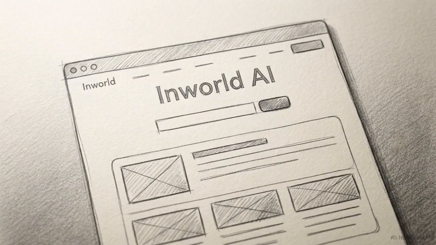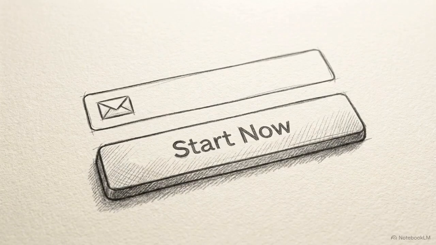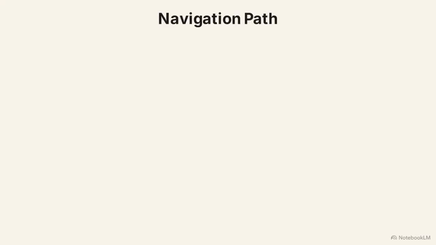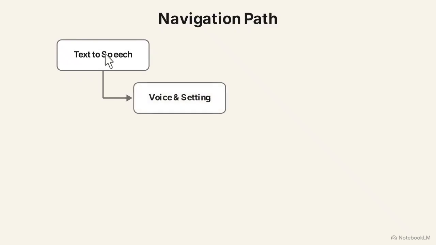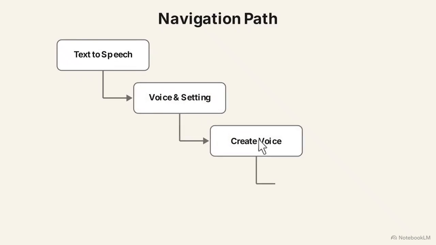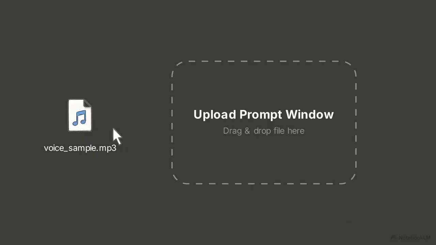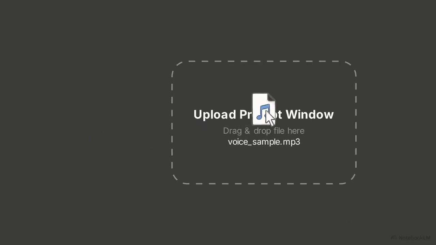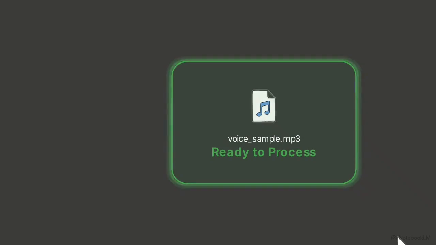With the sample saved, head over to the second platform, Inworld AI. Create a basic account using your email address to bypass the paid features. This diagram maps out your exact navigation path. First, click on Text-to-Speech, and then move over to select Voice and Setting. Next, click Create Voice, and select the Clone option from the submenu. Take the ElevenLabs MP3 file you downloaded earlier and upload it directly into the prompt window.